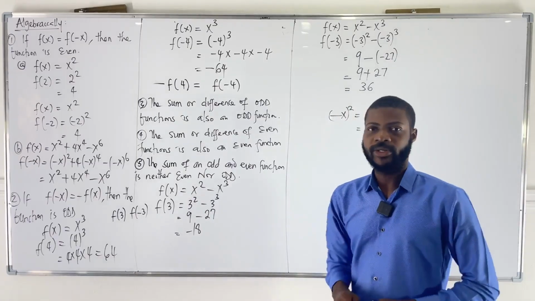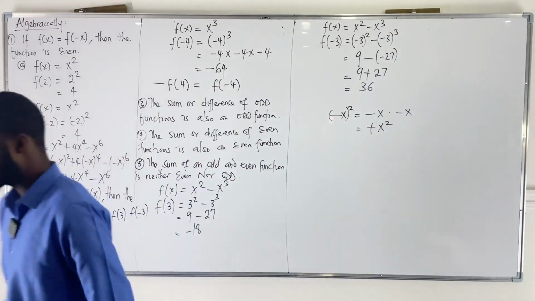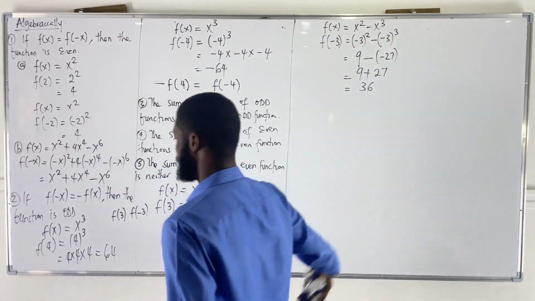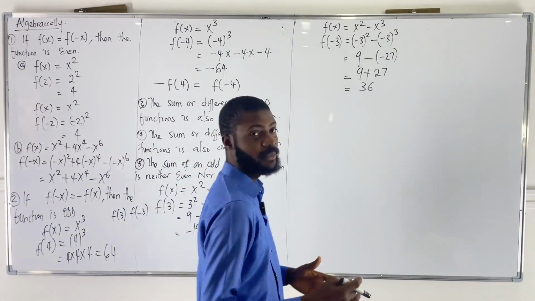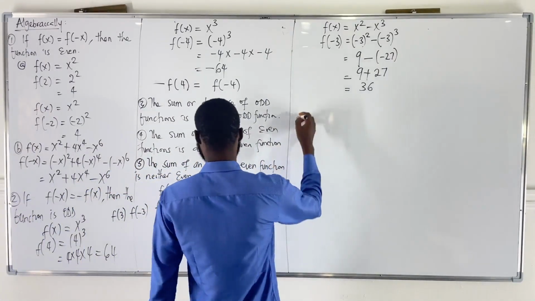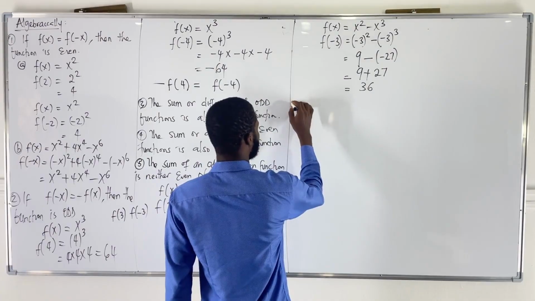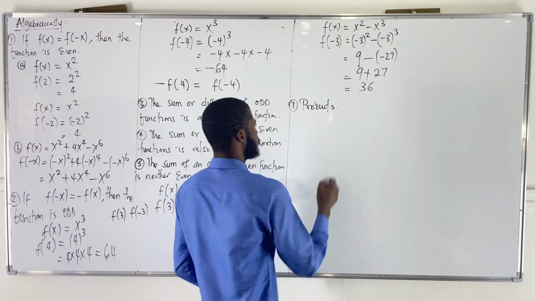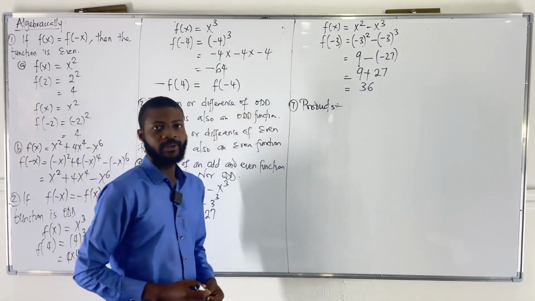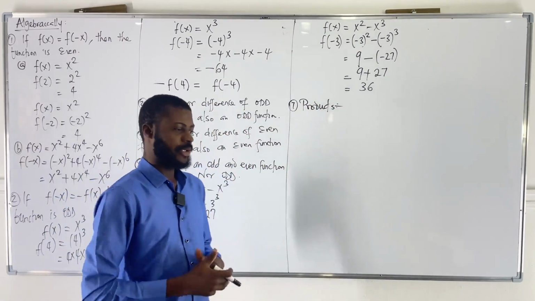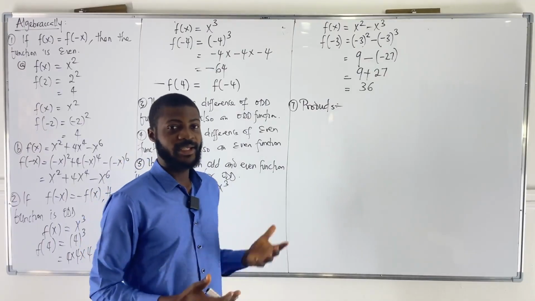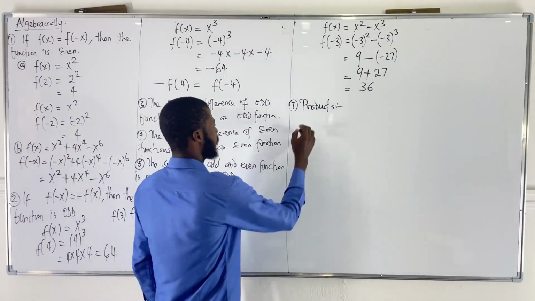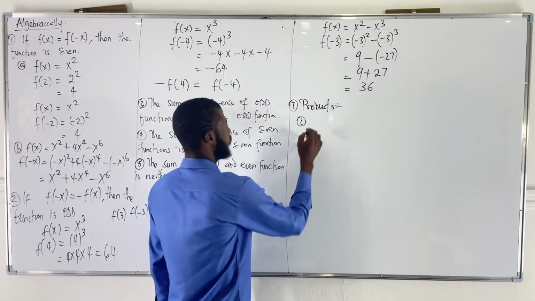Now let's talk about products, number 6. Here's the thing about products, since we're dealing with algebra. It's a very funny one. Let me call this I.